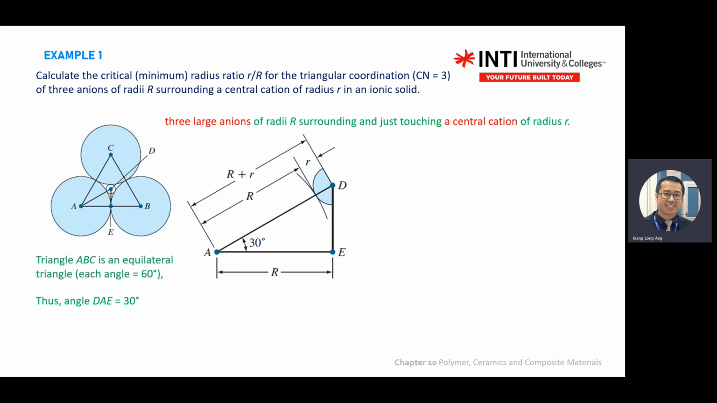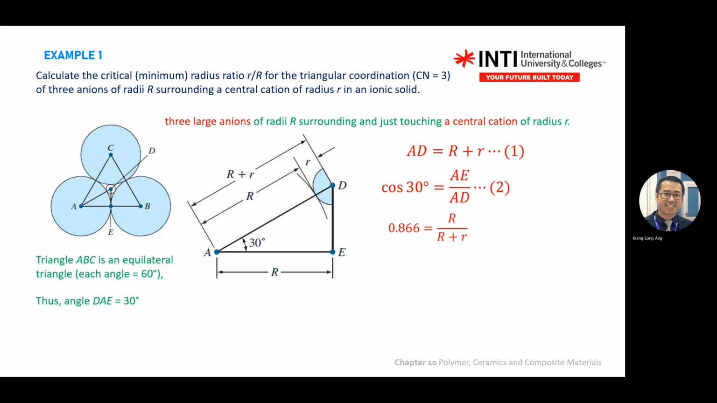Then this is 30 degrees. You already calculated it because it is half of the triangle. So you get 30. And then AE, A to E, is the radius of your negative charge, so you have R. So AD is big R plus small r. So cos 30, cos is side divided by hypotenuse, R divided by this one. Cos 30 is 0.866 something, equal to R divided by R plus r. AE is R.